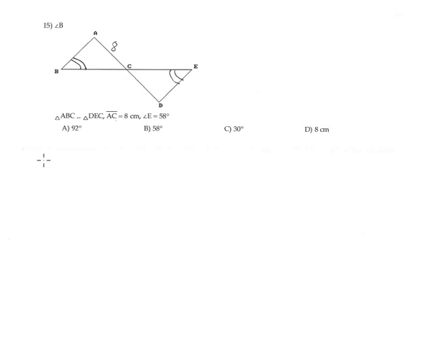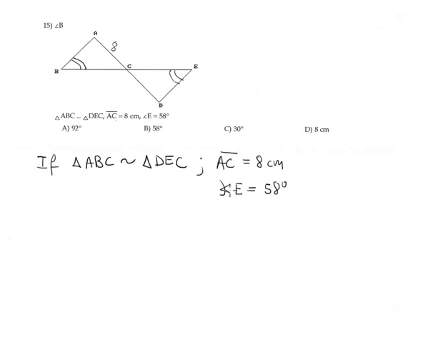Okay, 15. If the triangle ABC is similar with the triangle DEC, and the segment AC is 8 centimeters, and the angle E is 58 degrees. We need to find the angle B. Angle B, you don't know, question mark.